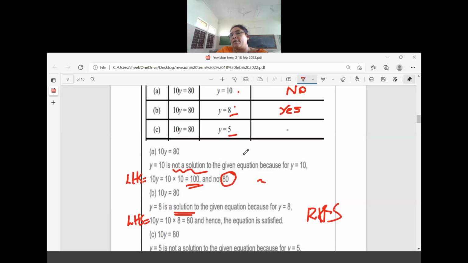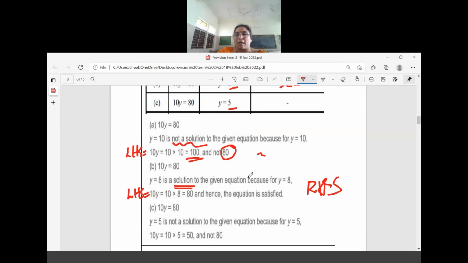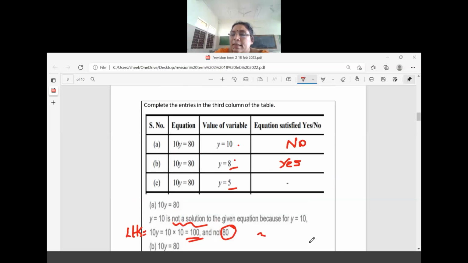Y equal to 5, is it a solution or not a solution? Again, you understood now what we have to do. 10 into y, that is y replaced with 5, gives 50, isn't it? So what answer were we expecting there? We should get 80, then it is a solution. But we are not getting 80 there, it is not equal. So we can say that it is not a solution. So what should we write in the table? We should write no only.